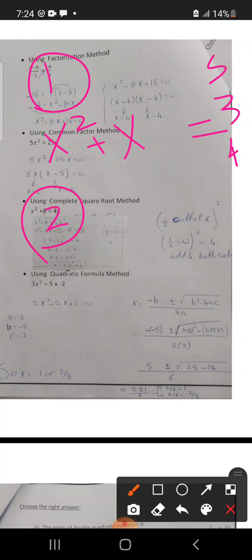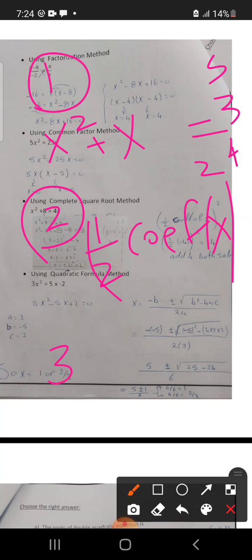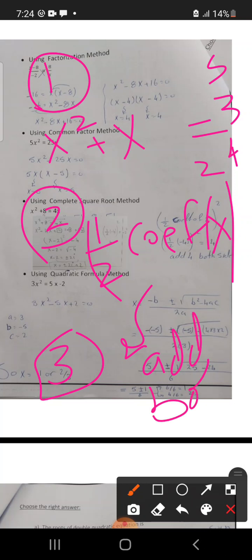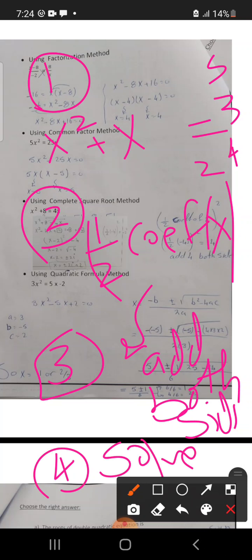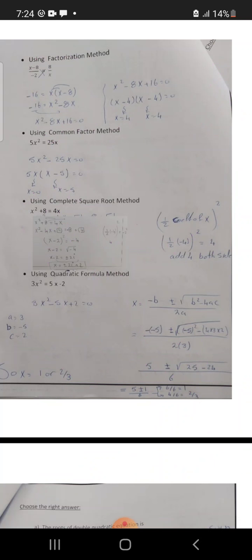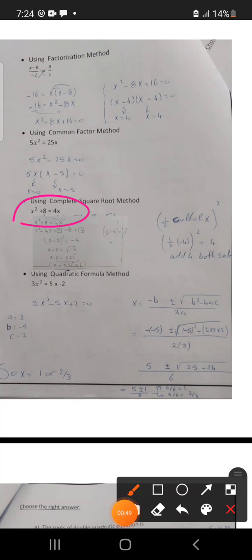The second rule, take half the coefficient of x, all squared. Third rule, add this number to both sides. Fourth rule, solve to get x. Let's see. Here, can you solve x squared plus 8 equals 4x?